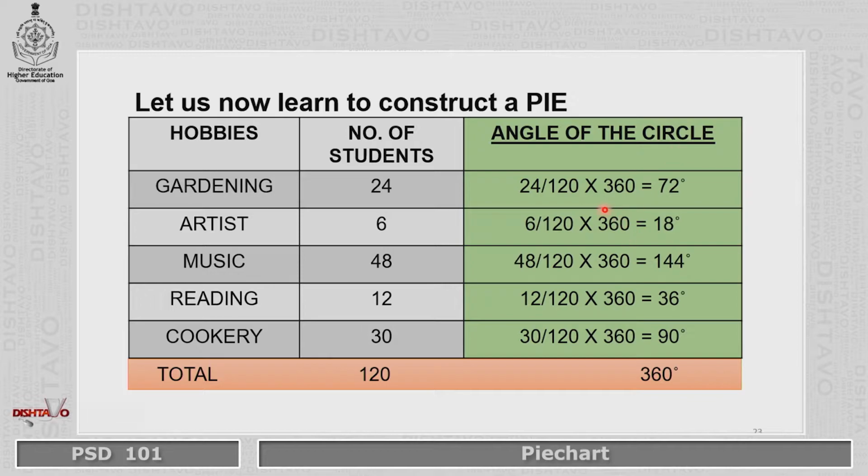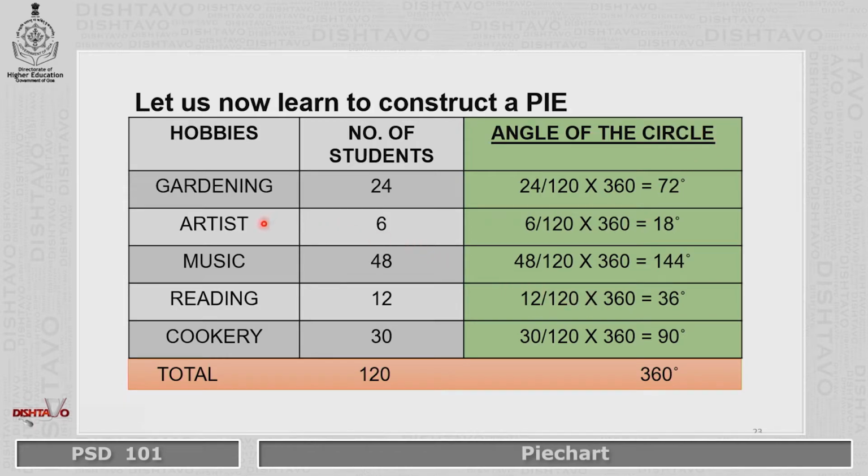Now, there is a particular formula that you have to use in order to calculate angles of a circle. For example, for gardening, there are 24 students who have the hobby of gardening, and you have to calculate the angle for these 24 students. What do you do? You take this 24 and divide it by the total number of students in the class, 120, and multiply the value that is obtained by 360. That gives us 72 degrees as the angle of the circle.